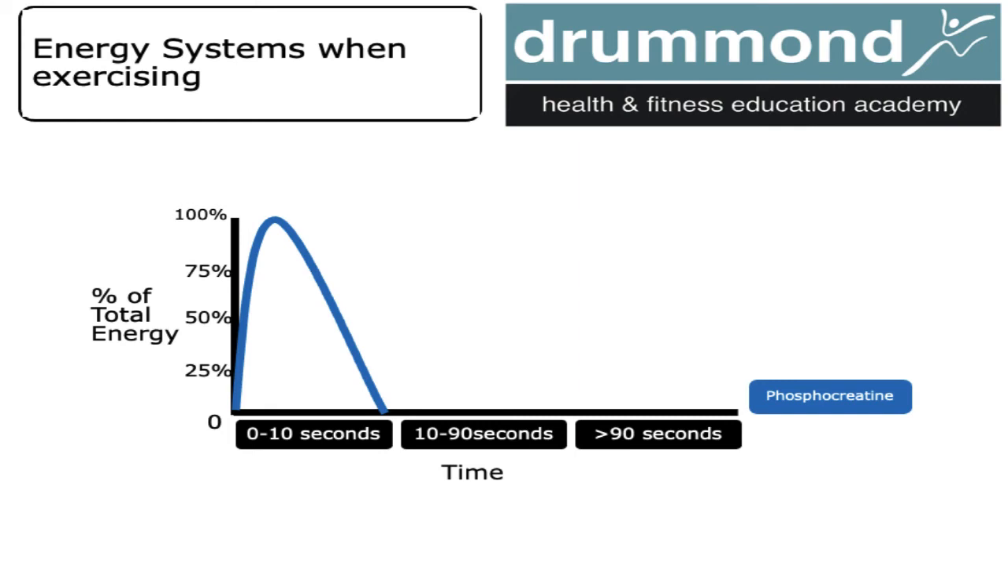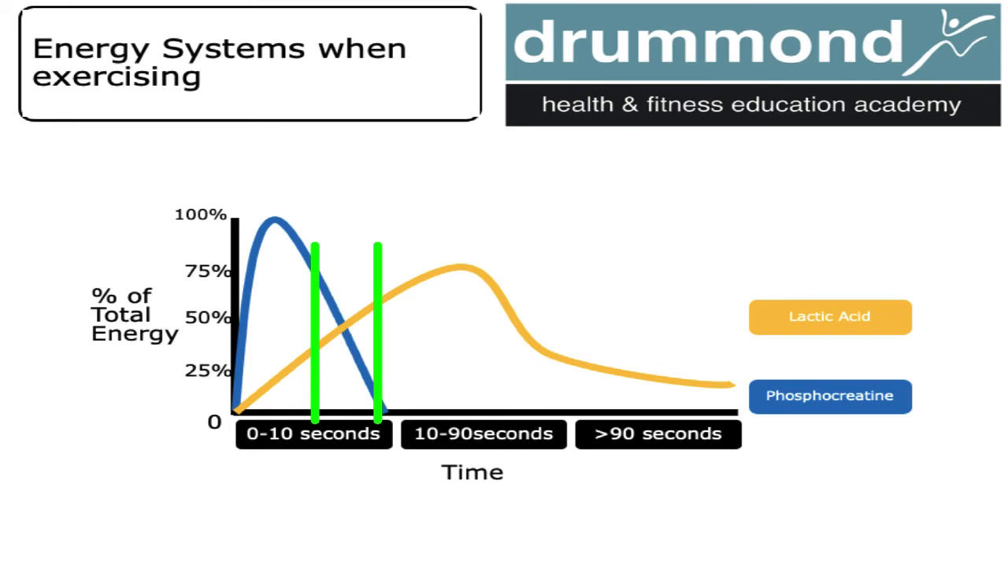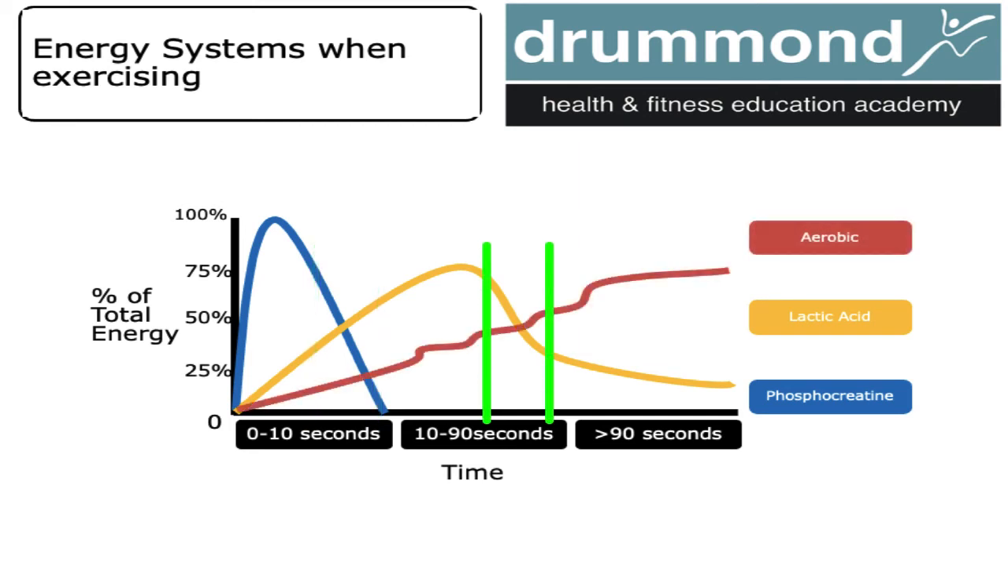However, the body is a very clever machine, and if the intensity of the exercise is not going to be 100% to 95%, the body will transition into the next fuel, into the next energy system that can then take over. So you can see after about 0 to 10 seconds, if the intensity is not going to maintain at that 100 to 95% mark, the body will slowly transition over into the lactic acid system. And this transition can be seen once more after around about 90 seconds.